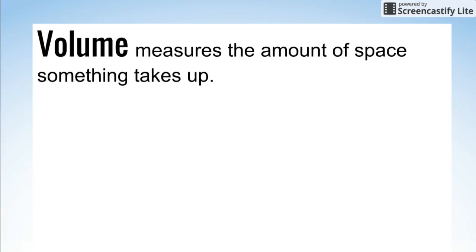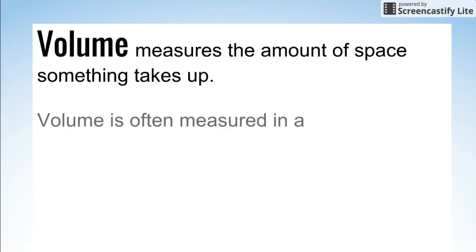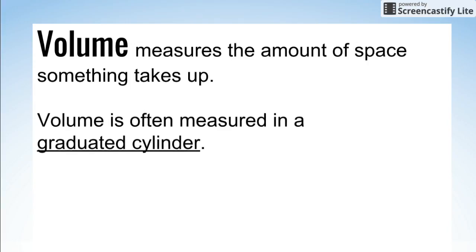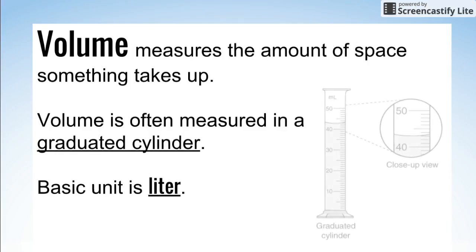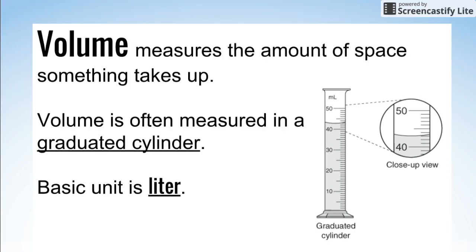Let's move on to our second unit, which is volume. Volume measures the amount of space that something takes up. Volume in the science lab is often measured using a graduated cylinder. The basic unit of volume is a liter. Just like the gram, liters can be broken up into larger units or smaller units using a base of 10. For example, you might measure something very tiny in milliliters or larger quantities in liters. Here's a picture of a graduated cylinder, like the ones that you'll be using later in the week.